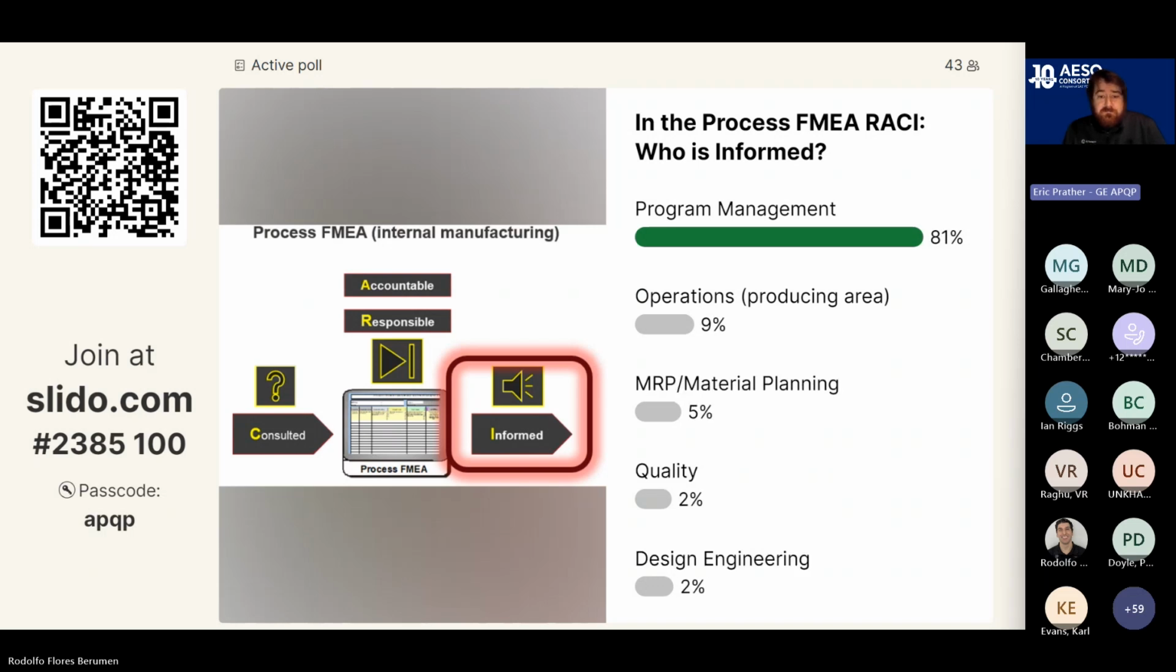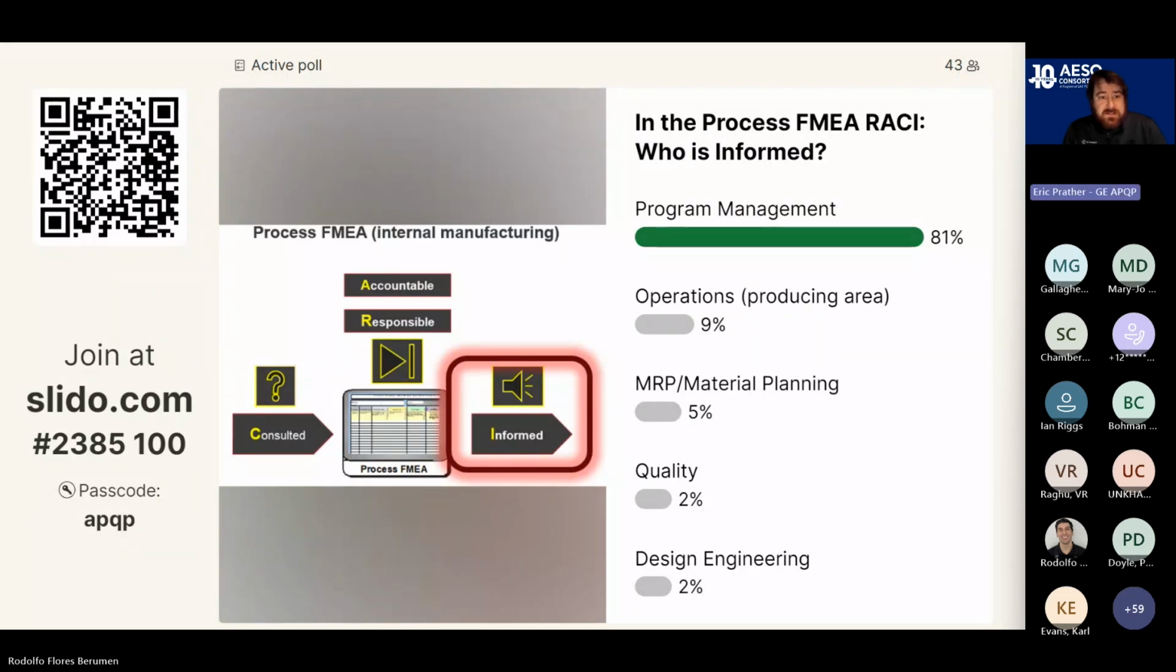I will say design engineering and ops and quality should probably be at a higher level than informed. They really need to be contributing to making sure that the PFMEA is done completely. So really consider, should they be more than informed in your organization, right? They should be helping do the informing. Material planning also probably an inform. They're usually not at the table trying to figure out where the risk is in our process.